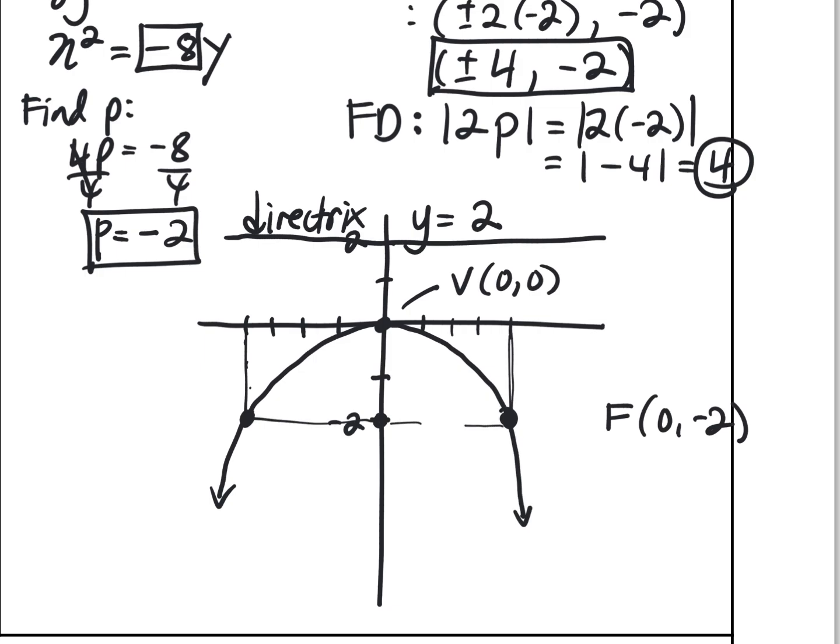Earlier, we said that the focal diameter here is only 4. So let's see if that is correct. From this one to this one, you're going to have 4 on the other side. That is only 4 units, and on the other side is also 4 units, which confirms our calculation for the focal diameter. So the focal diameter is only 4.